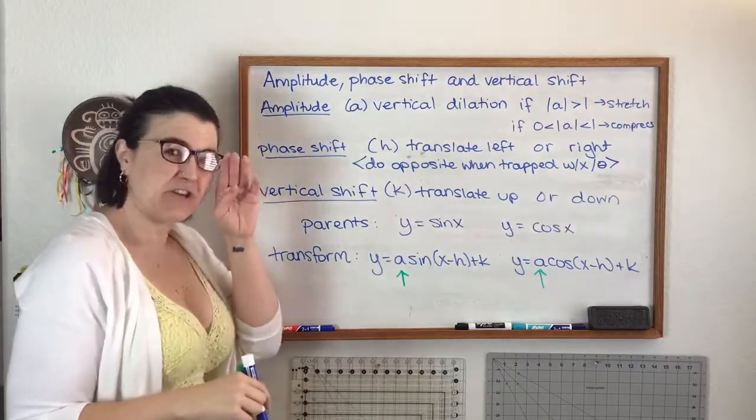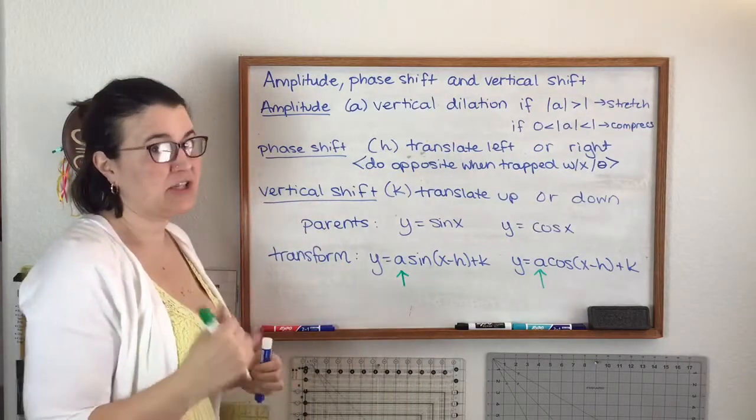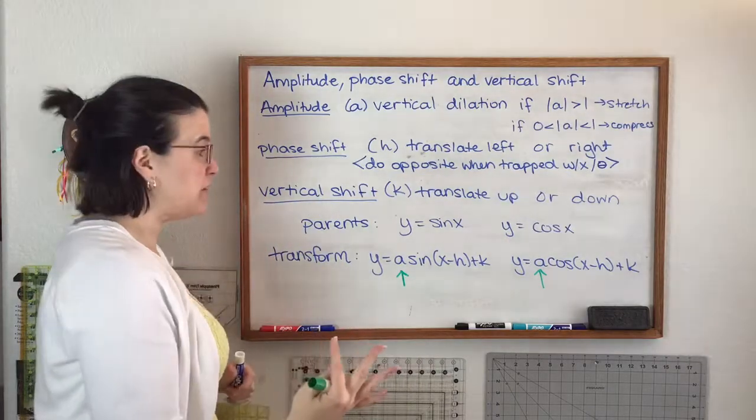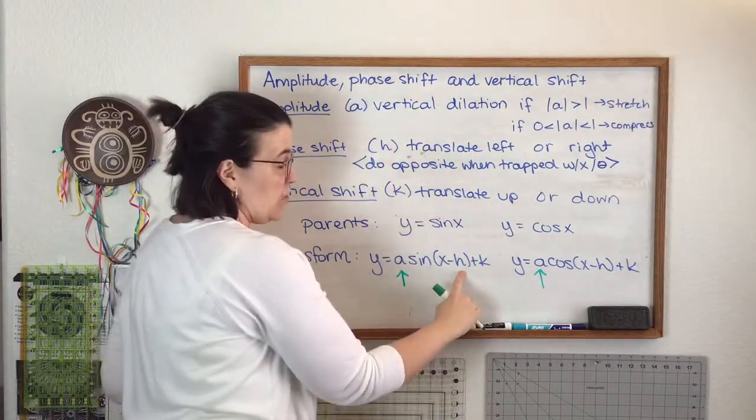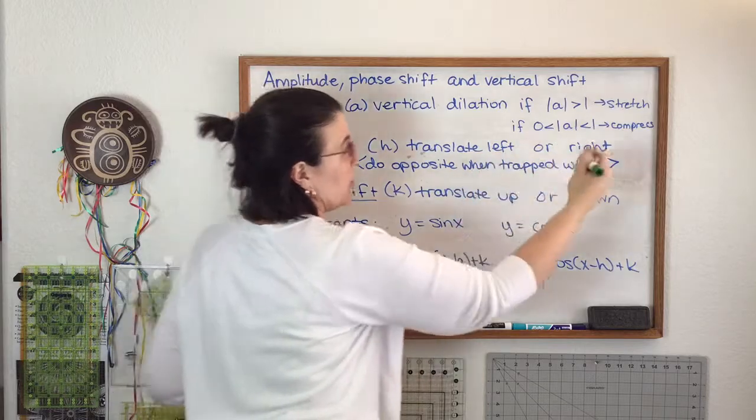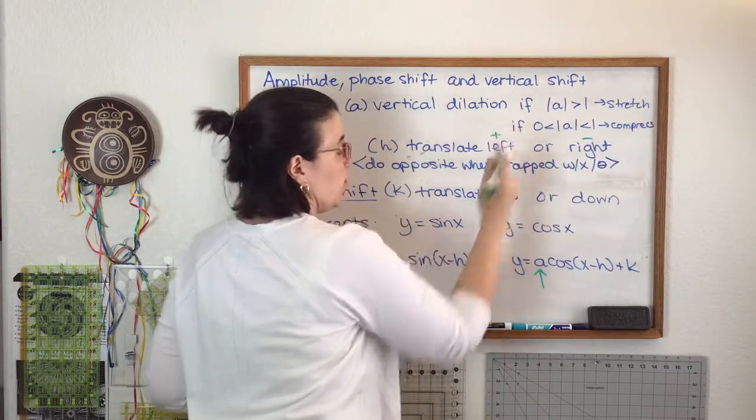Phase shift is actually just a fancy word for a translation, and it's a translation that sends you right or left. All right? You do the opposite when it's trapped with your x. So if this is a negative, it actually goes right. If it's a positive, it goes left.